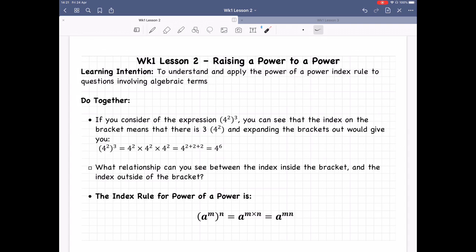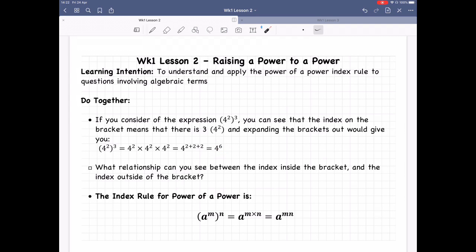So if we consider the expression 4 squared all to the power of 3, what this index of 3 means is that we have 3 of the value 4 to the power of 2. And if we expanded this out, we would get 4 squared times 4 squared times 4 squared. So we have the three 4 to the power of 2 there. Using our previous rule of multiplying indices, we can do 2 plus 2 plus 2, and we get our value of 6.